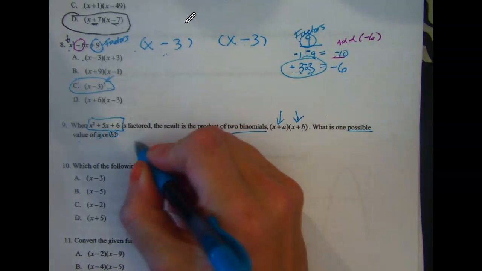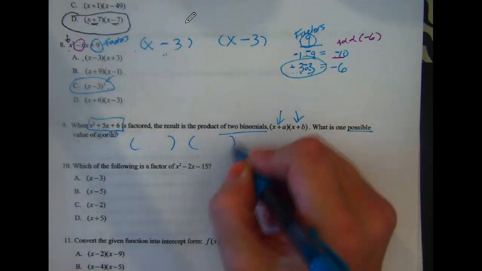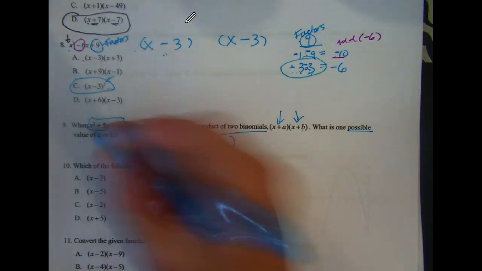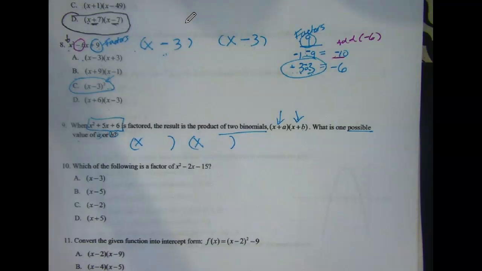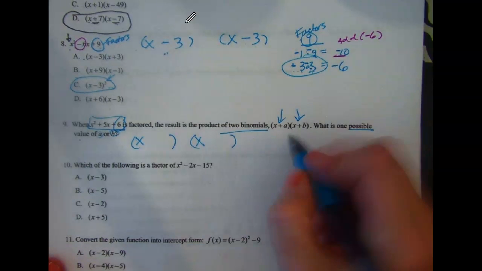So again, let's do what we did before. We know we're going to have an X. There's no number in front of the X, so it's an X and an X. These are the ones I like to factor when there's no number out front. And then we have to take this positive 6.